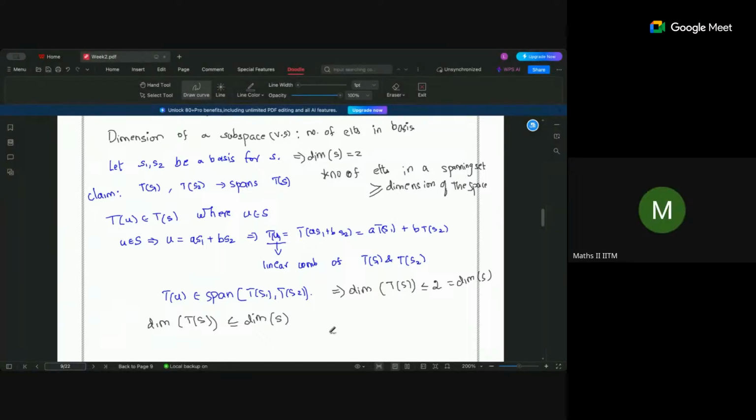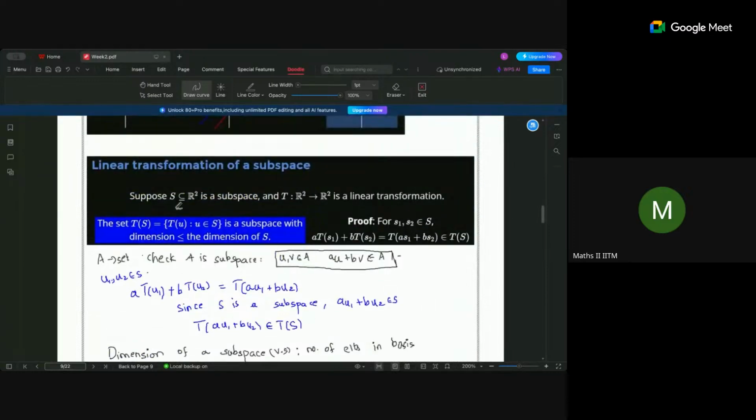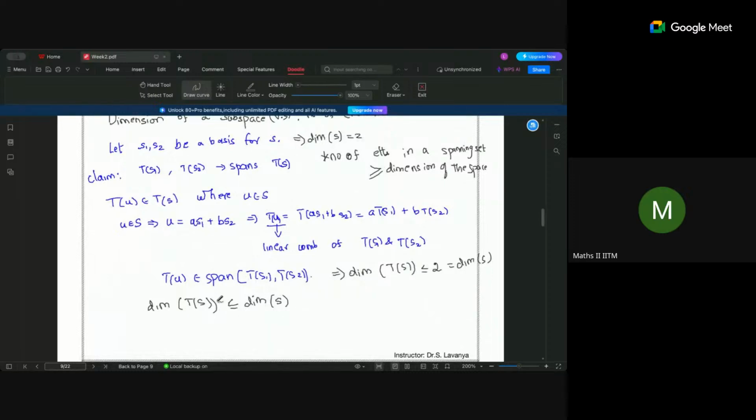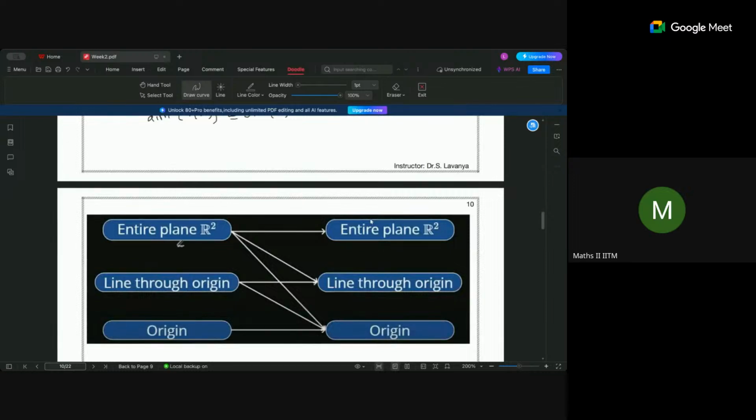Okay, so what we have done is we have shown that for a subspace S, T of S is also a subspace and the dimension of T of S is less than or equal to the dimension of S. So you see that for R2, if your S is R2, then your T of S can be either the entire R2, or a line, or the origin. Either it can be the entire plane, or a line, or the origin. So anything is possible for T of S.